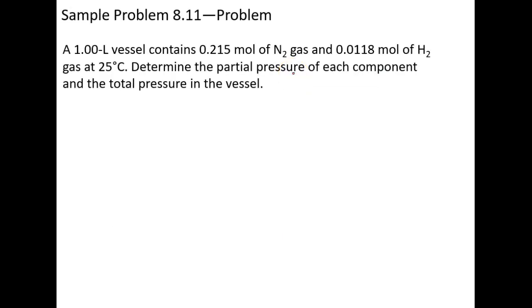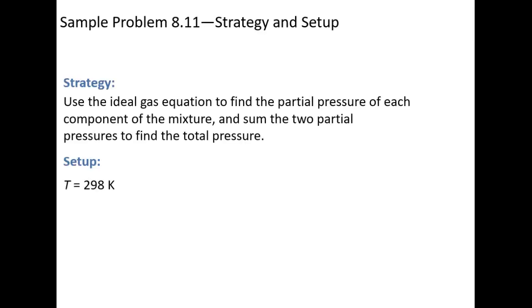So you can see here I have one vessel that has this many moles of nitrogen and 0.118 of hydrogen at this temperature. What's the partial pressure? All right, this is an ideal gas law. I have my V, I got my temperature, I got my moles. You solve for P for nitrogen, you solve for P of hydrogen, two different problems, and then you sum them up. Pretty straightforward.